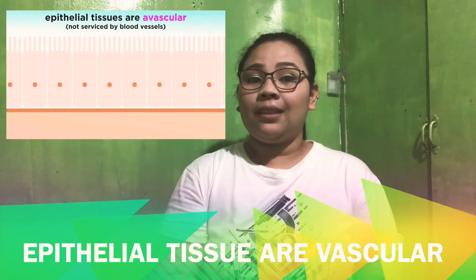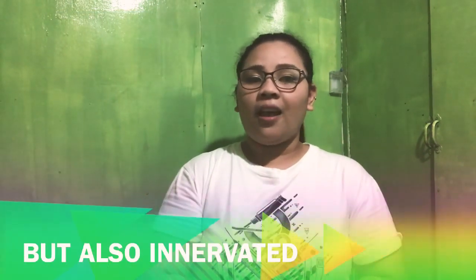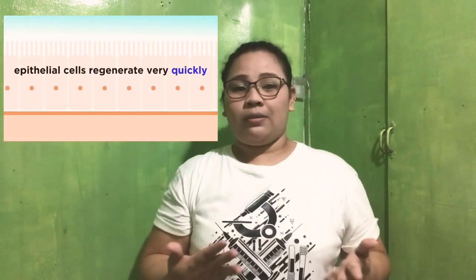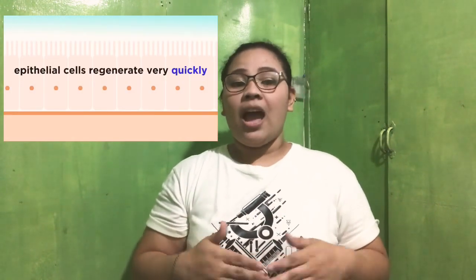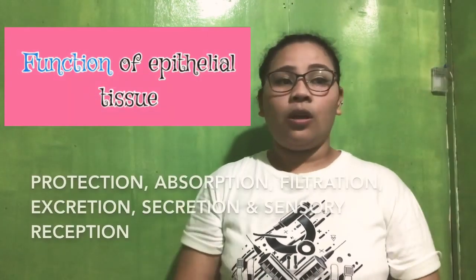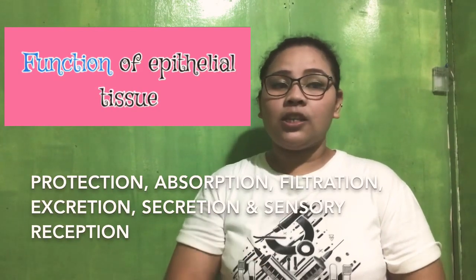We should be aware that epithelial tissue is avascular, which means there are no blood vessels, but it is innervated, which means it is supplied with nerves. And lastly, epithelial cells regenerate very quickly, by necessity, because given their position at the boundary between some component of the body and the exterior, there is the potential for significant friction or even injury. So these are the features of epithelial tissue, which allow it to perform a variety of functions, including protection, absorption, filtration, excretion, secretion, and sensory.